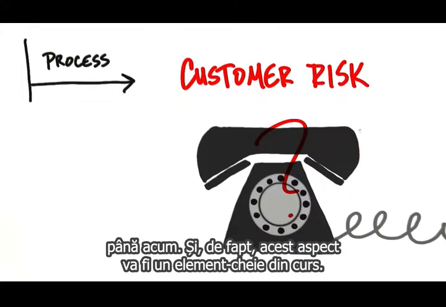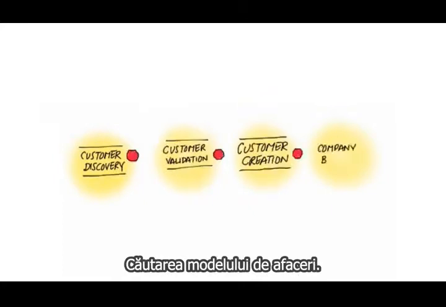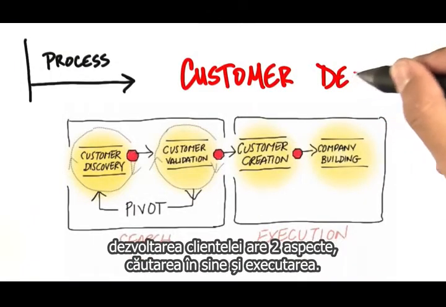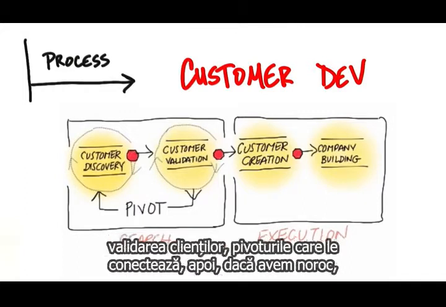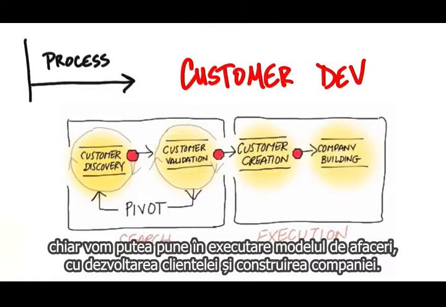And in fact, we've just come up with one. And that's going to be a key part of this course. This search for the business model, this search for the truth, is called customer development. And customer development really has two pieces, the search and its execution. And in this class, we're going to be talking about the first two steps, customer discovery, customer validation, the pivots that connect them, and then if you're so lucky, we actually get to execute your business model in customer creation and company building.